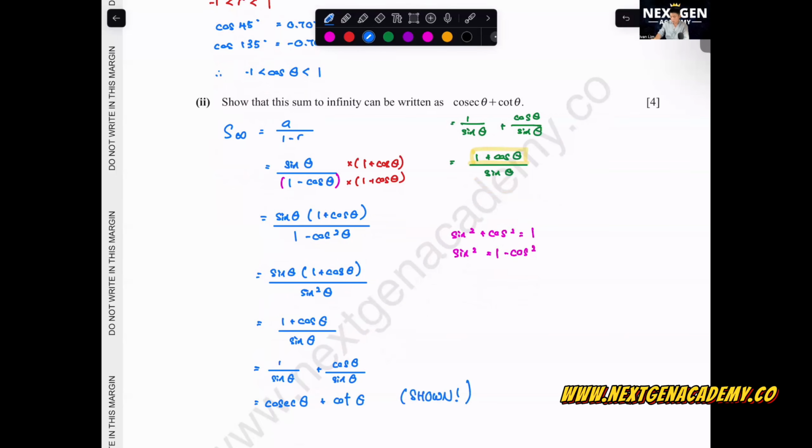So this is how you do this type of question. For showing or proving type of trigo question, if you get stuck with one side, work from the other side. Then you can somehow meet in the middle. Sometimes it'll be easier that way.